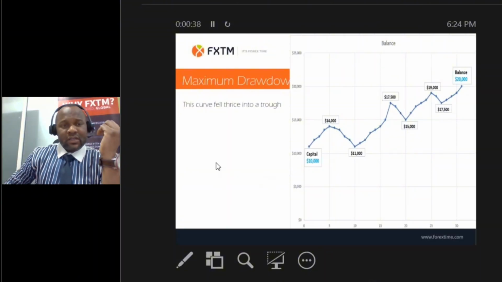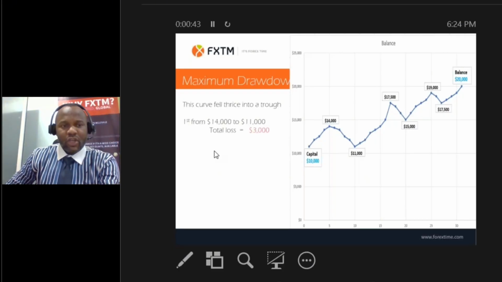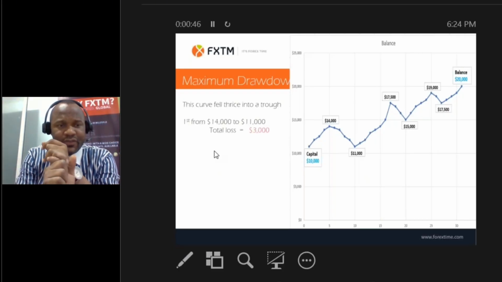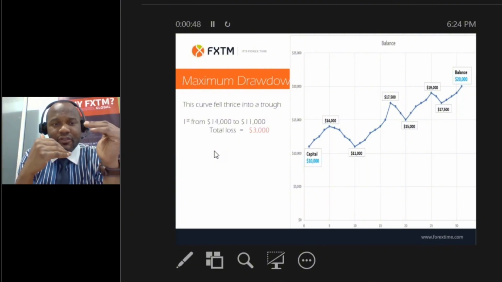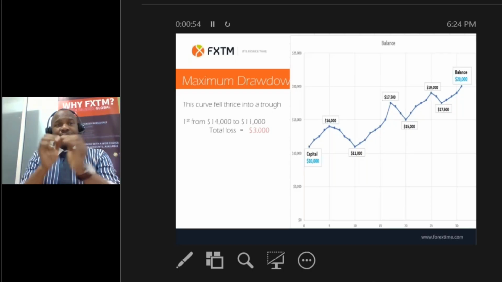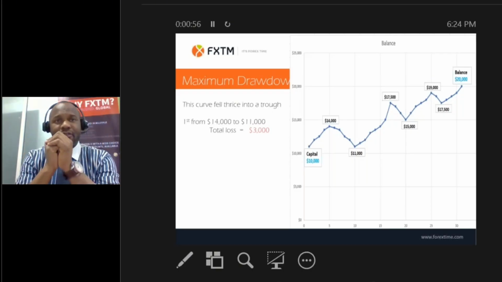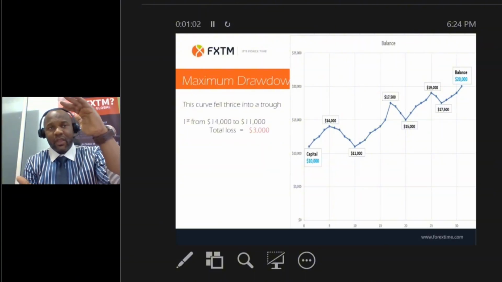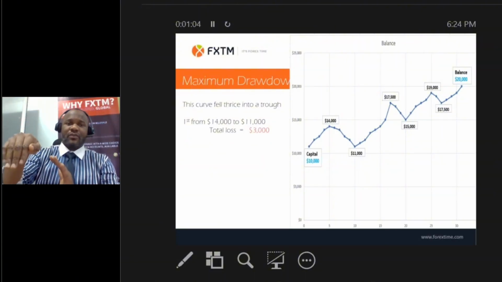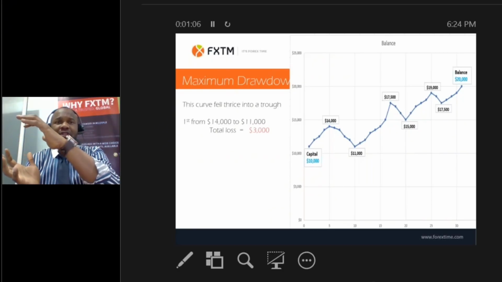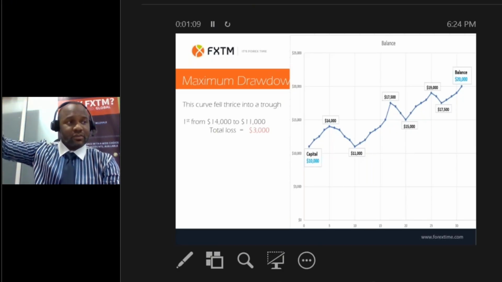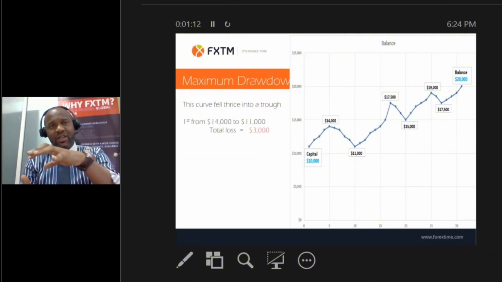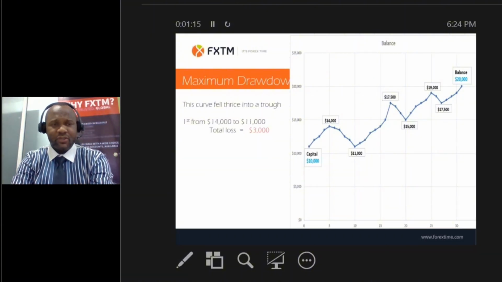All right. So let's see how maximum drawdown is now captured. So the first fall was from 14,000 down to $11,000. Right? The first fall on the curve was from 14,000 to 11,000. Therefore, the trader lost 3,000 on that fall. So the account grew to 14,000 and then it fell to 11,000, making the trader lose 3,000. Even though the trader made it back and continued trading, it fell $3,000. Is that okay? All right, let's go ahead.